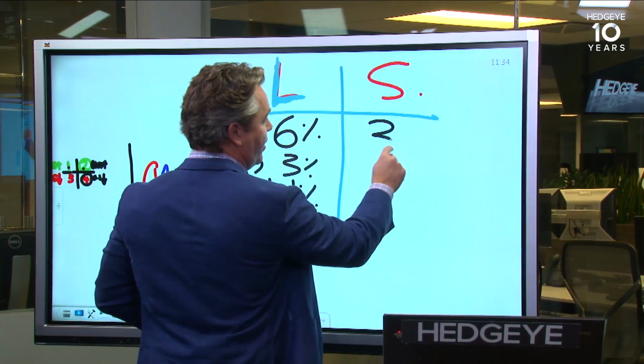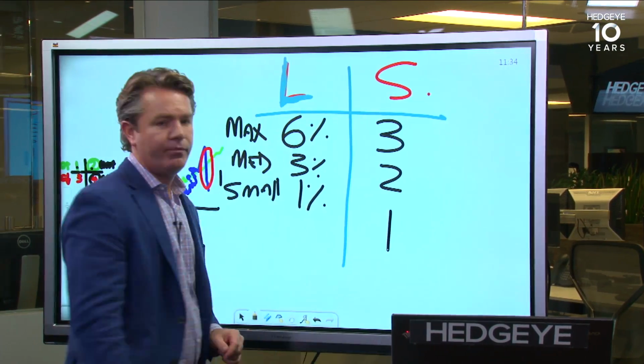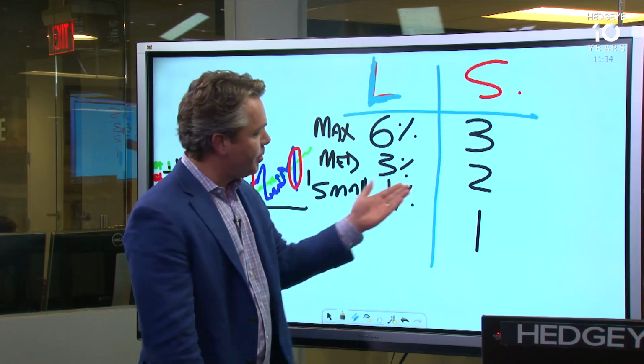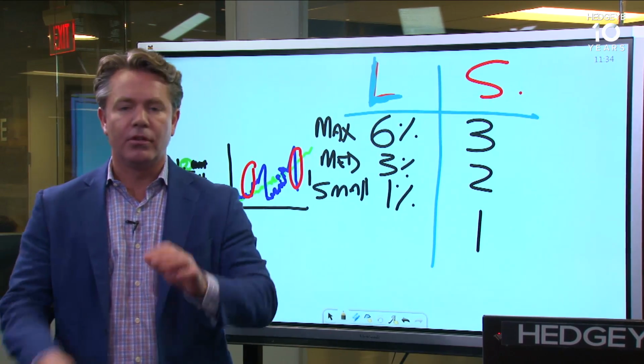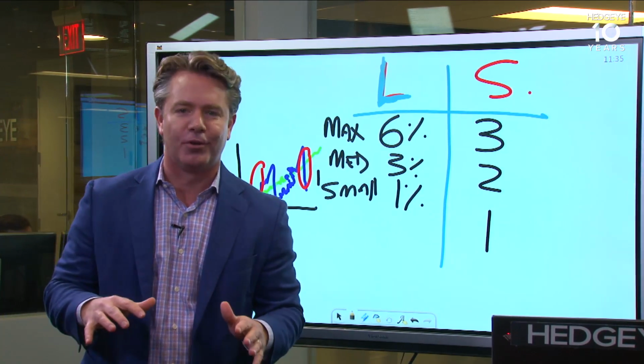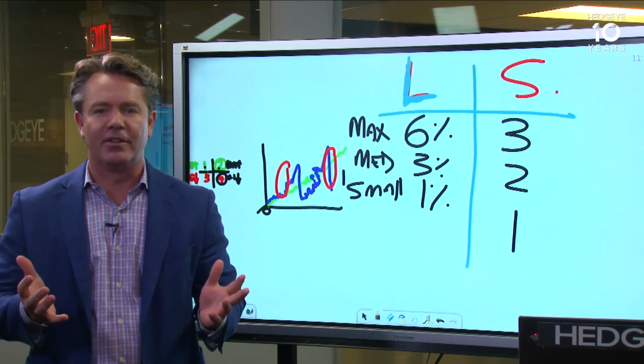So let's just say that the shorts would be 3, 2, 1. How's that? Now my biggest short position is about a medium-sized long position. Don't forget that you can get hurt a lot more in shorts than you do in longs. You only learn that by doing.